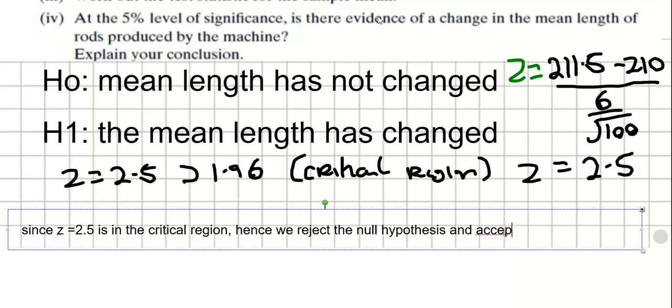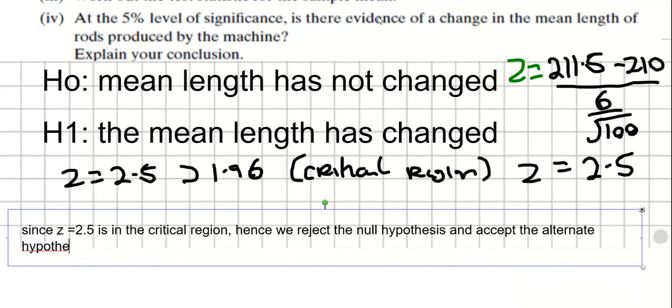We say we reject the null hypothesis and accept the alternative hypothesis. Now, what is the alternative hypothesis again? That the mean has changed. Is that okay?